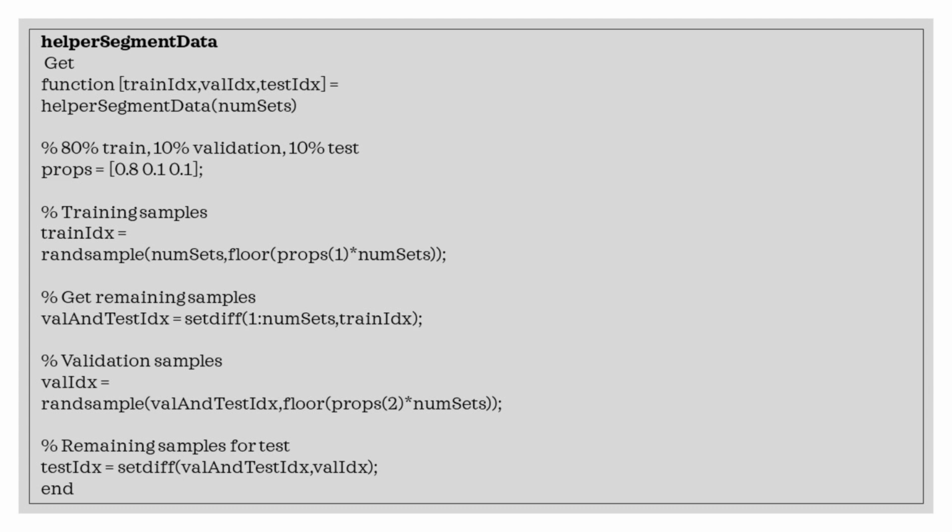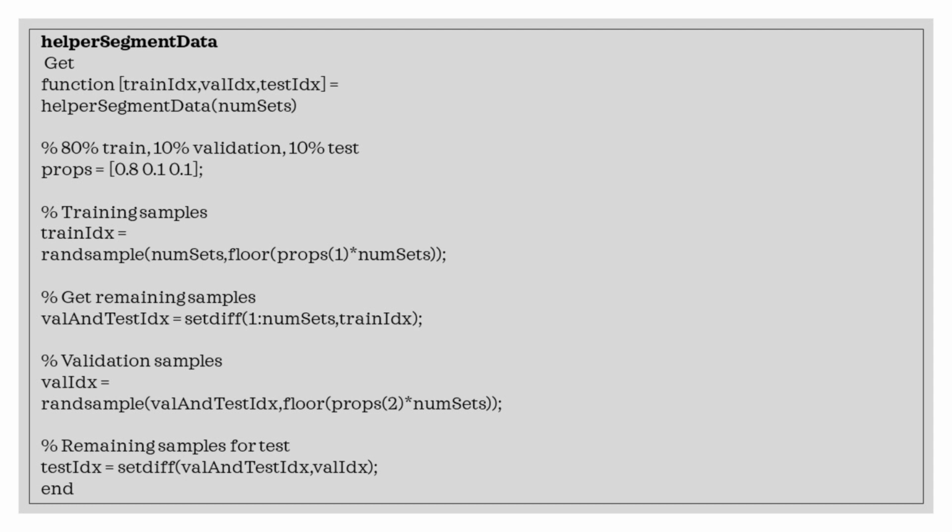Here we have helper segment data code. Let's break down each part of the code and explain its functionality. Function trainIDX, valIDX, testIDX is equal to helperSegmentData numsets.